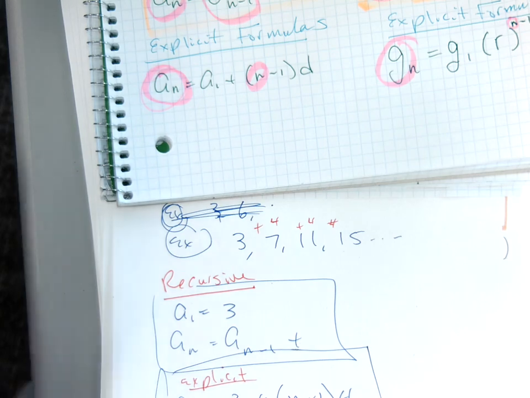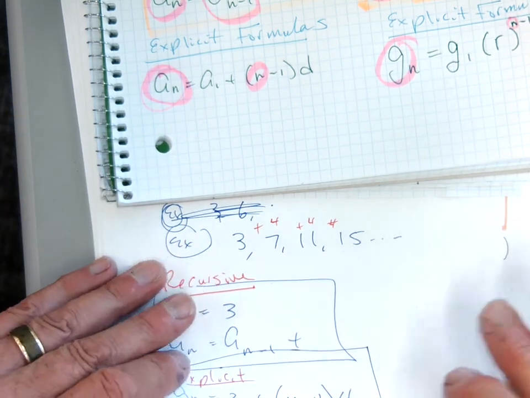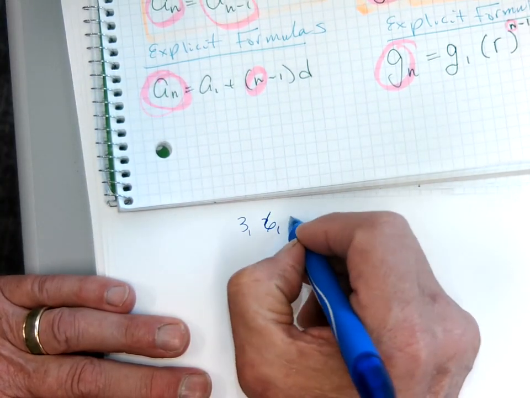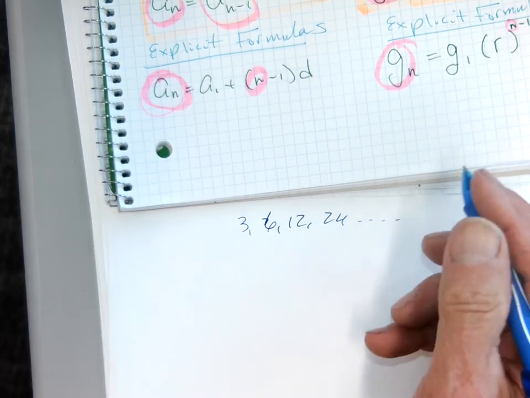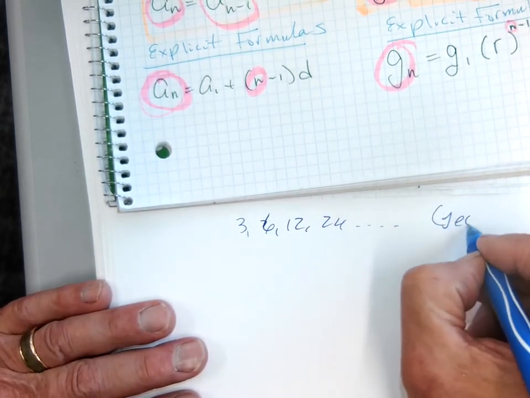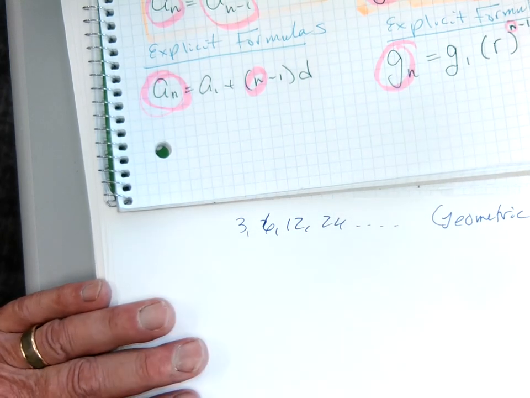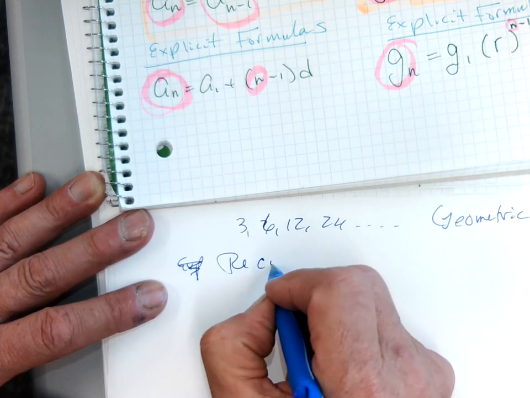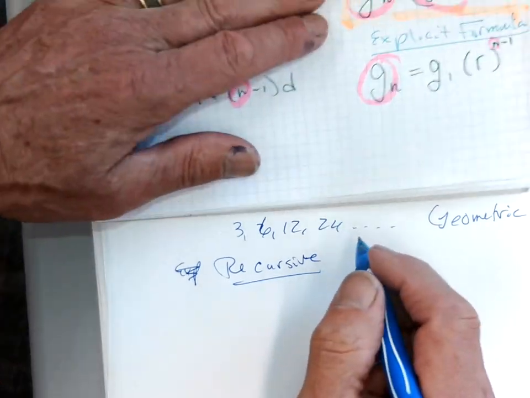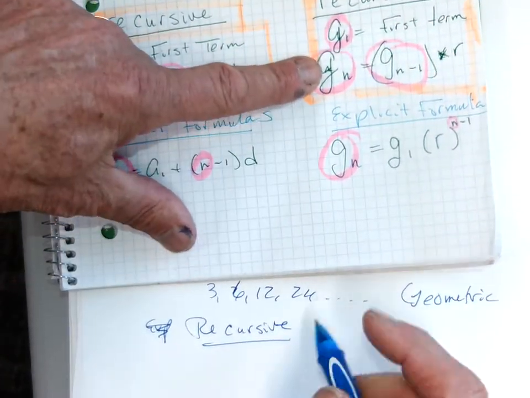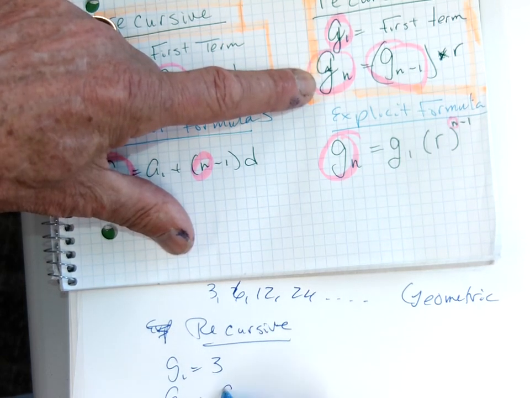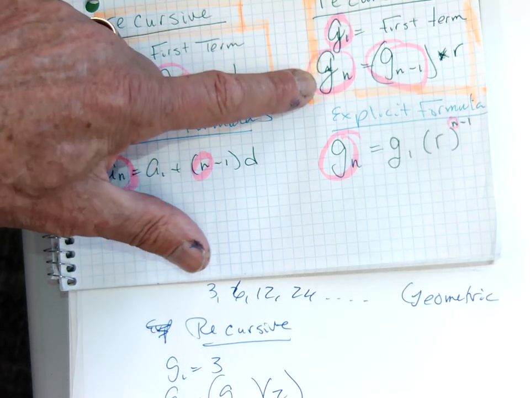Then we talked about if it's geometric. I'll give you another example: 3, 6, 12, 24, and so on. I know that's geometric. Let's do recursive first. I would use these formulas right here. I'd write down g of 1, which is the first term, which is 3. Then g of n is equal to g of n minus 1 times my r, my multiplier, which is 2. There's my recursive formula. That's all I have to do.